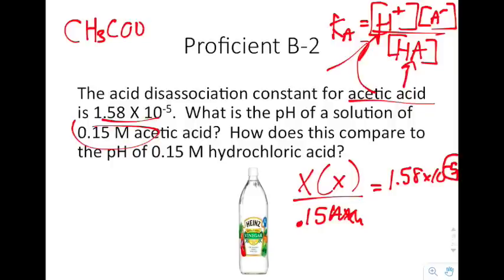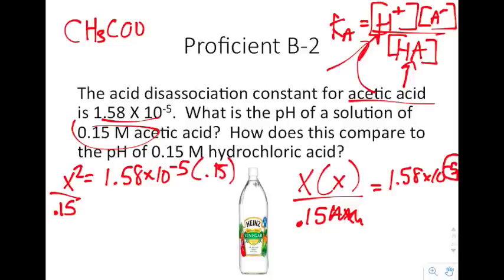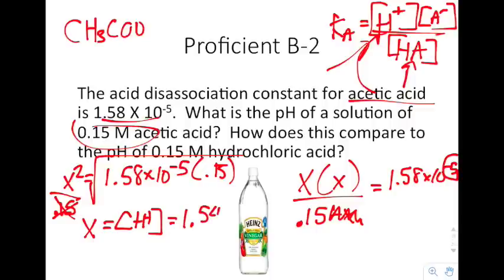So now you have x squared is equal to 1.58 times 10 to the minus fifth, and then we still have that 0.15 term in the denominator. At this point, you would use algebra to solve. We'd multiply both sides by 0.15, and that would cancel out, and then we'd end up taking the square root. When we do that, we get an x value, which remember is really our concentration of H, is going to be 1.54 times 10 to the minus third, and that is our molarity.